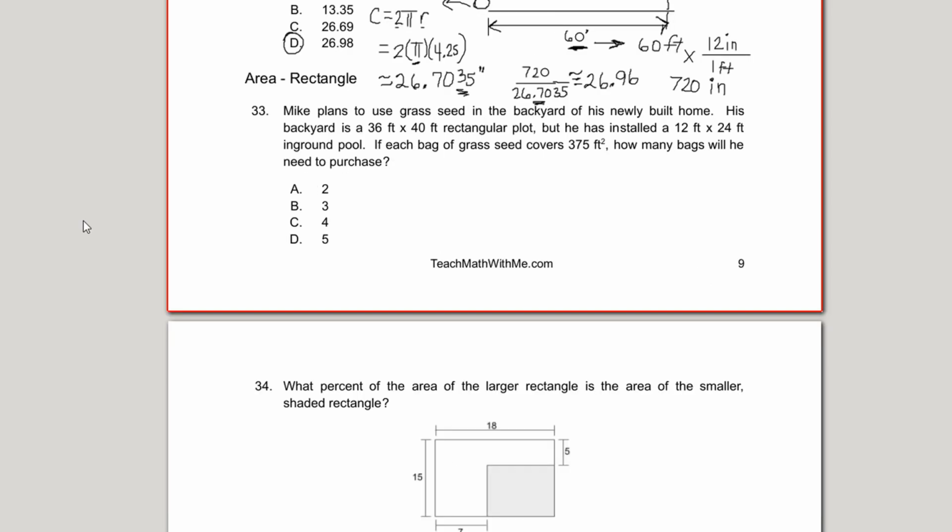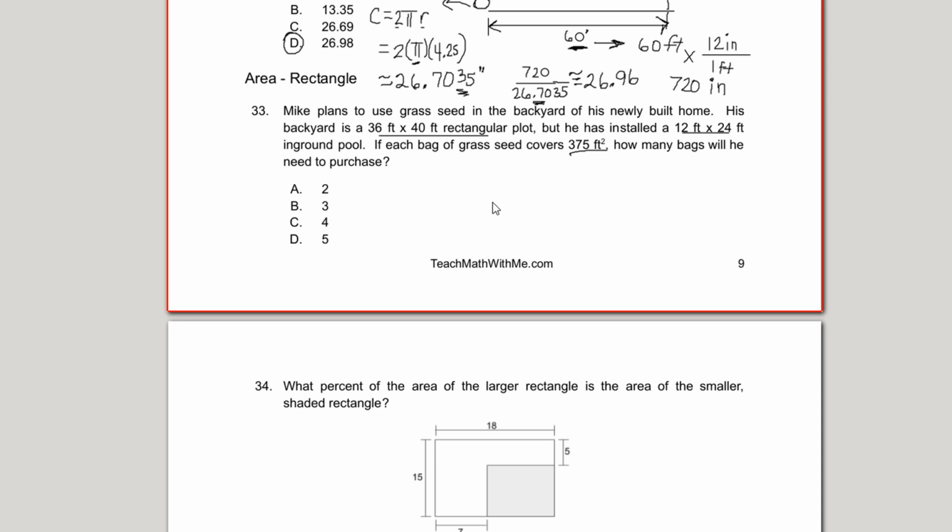Now let's look at area of a rectangle. Question number 33 said Mike plans to use grass seed in the backyard of his newly built home. His backyard is a 36 by 40 rectangular plot. That's important, but he has installed a 12 by 24 in-ground pool. If each bag of grass seed covers 375 square feet, how many bags will he need to purchase?